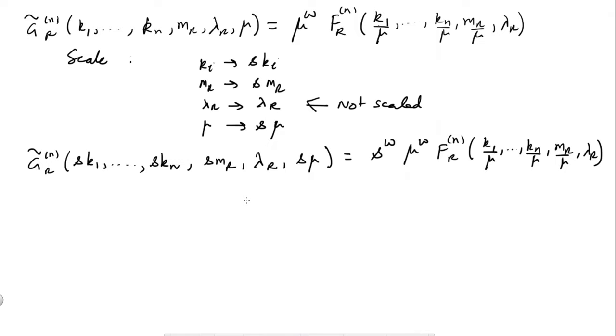Okay, is this clear why it should be like this? See, this function f_n r is made up of dimensionless objects, dimensionless ratios. So when I scale ki to s ki and mu to s mu, k1 over mu doesn't change, right? Because k1 is scaled to s k1 and mu is scaled to s mu. So the s cancels here. Similarly, s cancels in all of these. Also in m_r and mu, because m_r becomes s times m_r and mu becomes s times mu. So that ratio doesn't change, and lambda_r is anyway dimensionless, so nothing happens to that, because we are not changing that.